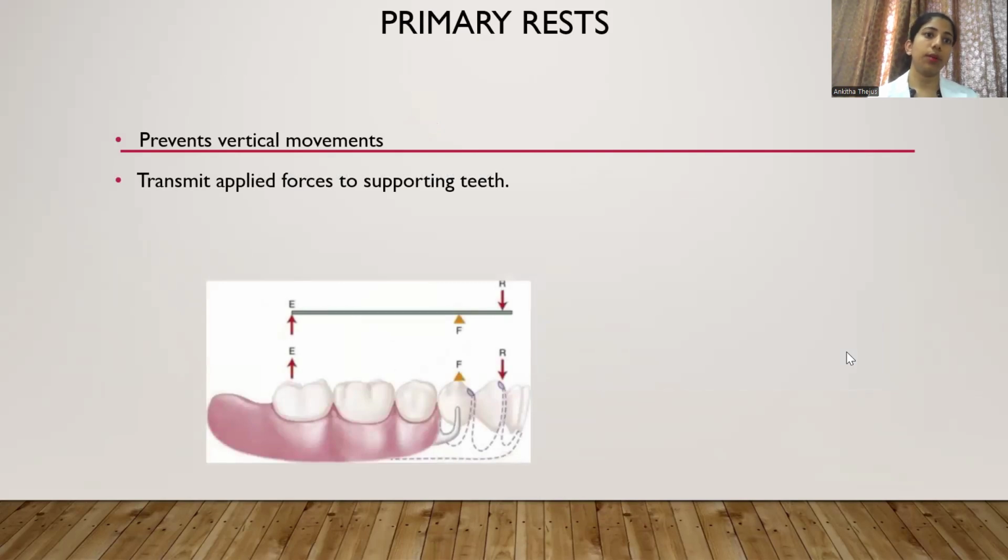So next are the functions of the rest. The main functions of a primary rest are that it prevents vertical movements and transmits applied forces to the supporting teeth.